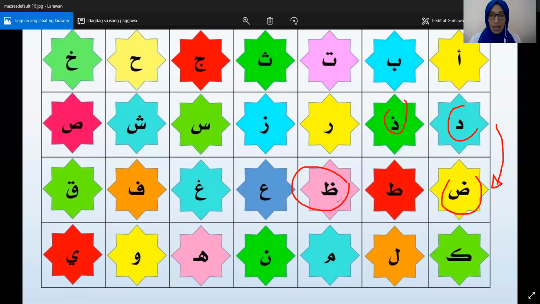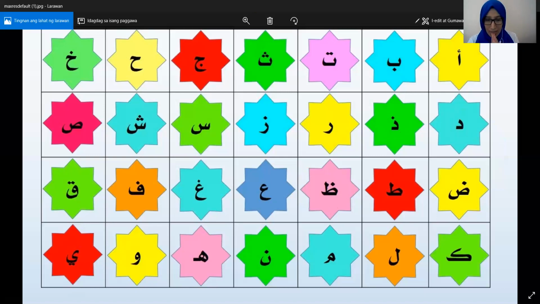Then the heaviest one is za. So I repeat the 4: dal, thal, dad, za. These are my 4 Ds in Arabic. This is what I can notice. And then I have another note. What else? Okay.